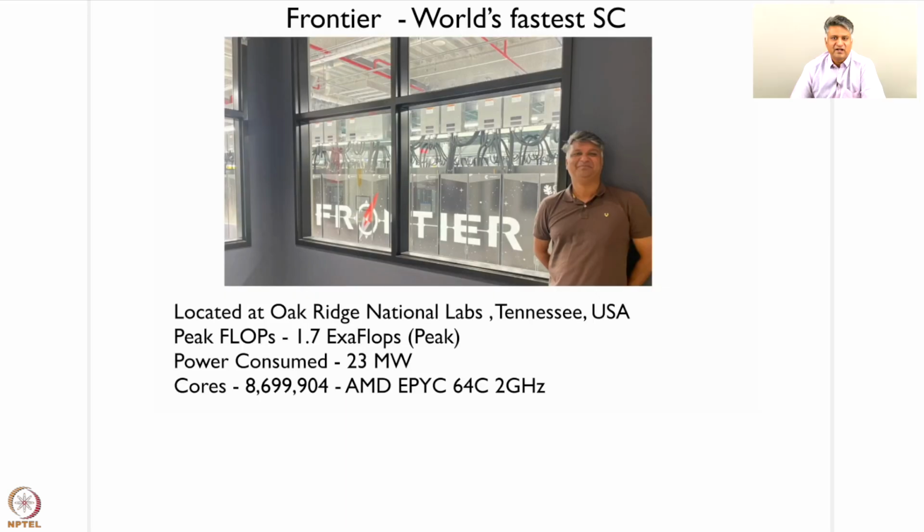Today's world's fastest supercomputer is located at the Oak Ridge National Labs in Tennessee, United States. It has a peak performance of about 1.7 exaflops, that is 1.7 times 10 raised to 18 floating point operations per second.